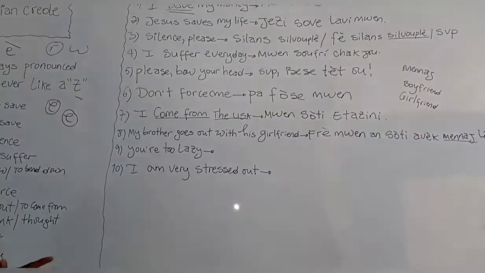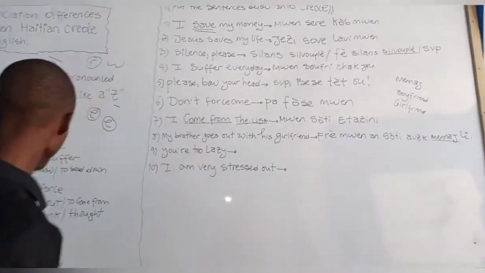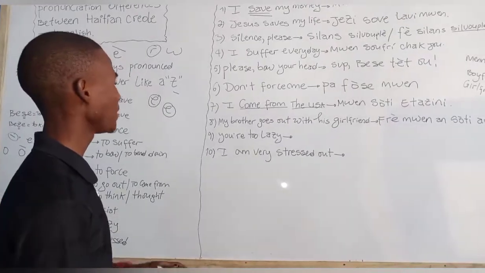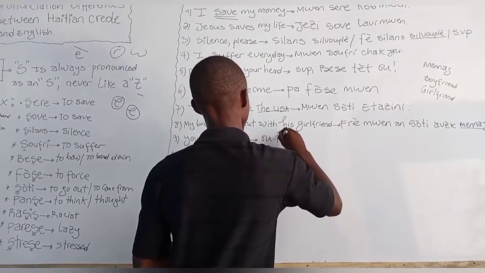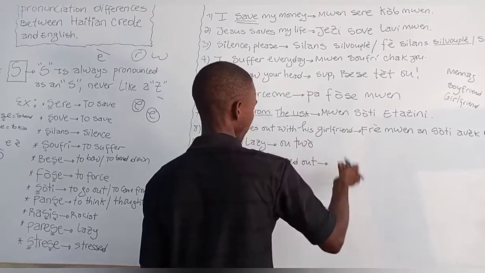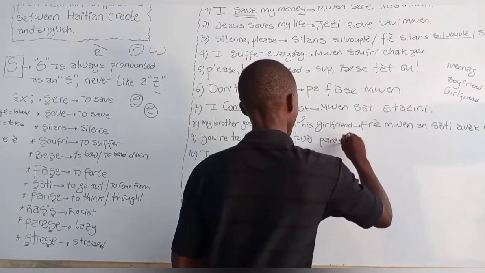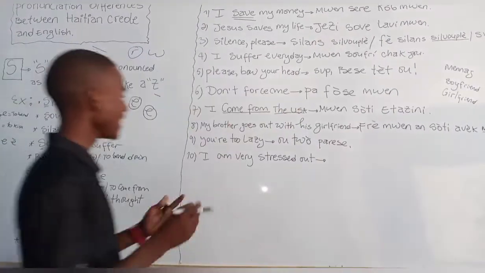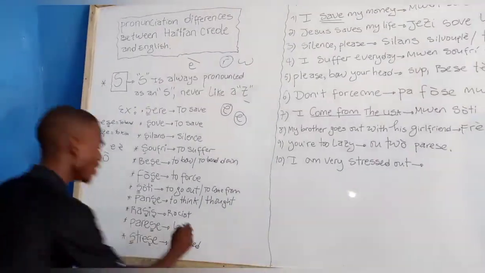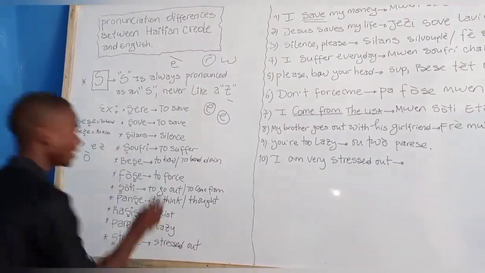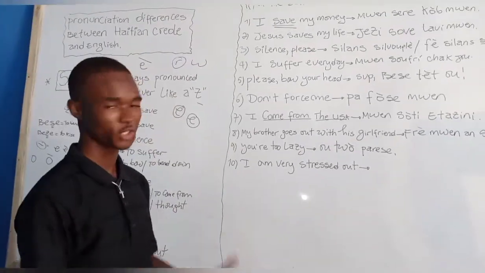And the ninth sentence we have is you're too lazy. How do you say lazy in Creole? It's paresseux. You're too lazy, you would say ou trop, with the grave accent mark, paresseux. And the last sentence we have here is stressed out. Alright, this is the last sentence we have. Stressé. Oh, I'm very stressed out.